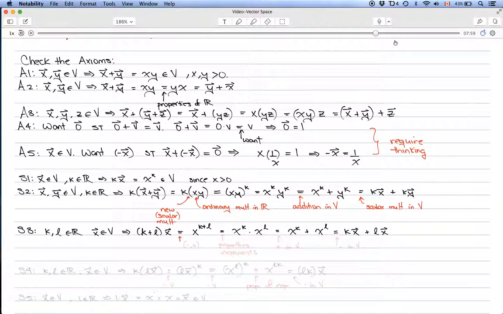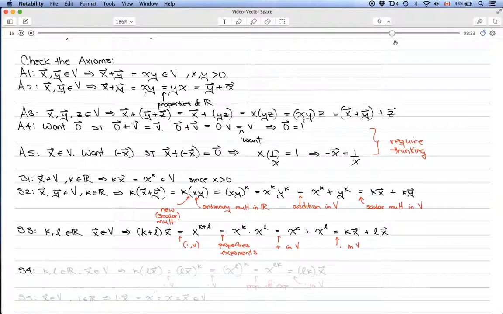So again, this is by scalar multiplication in V. This is by properties of exponents, real numbers. This is addition in V. And this is, again, scalar multiplication in V.